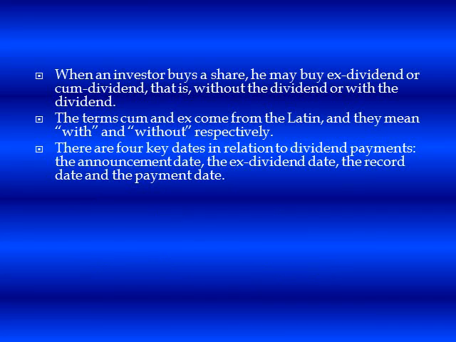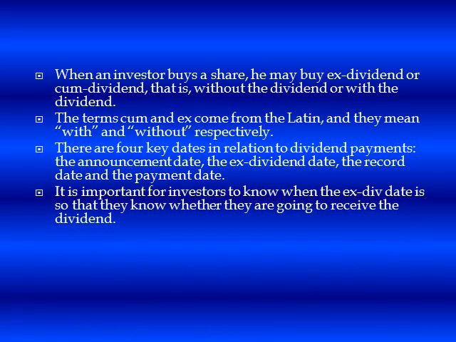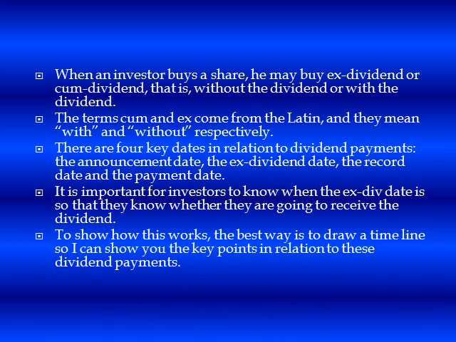There are four key dates in relation to dividend payments: the announcement date, the ex-dividend date, the record date, and the payment date. It is important for investors to know when the ex-div date is, so that they know whether they're going to receive the dividend. To show how this works, the best way is to draw a timeline so I can show you the key points in relation to these dividend payments.